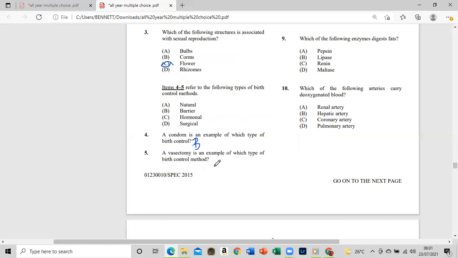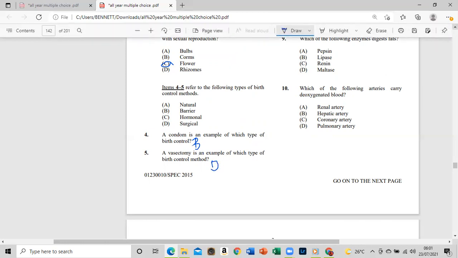A vasectomy is an example of which type of birth control method? And that is surgical. All right, so 5 is B. Let's move on to 6.